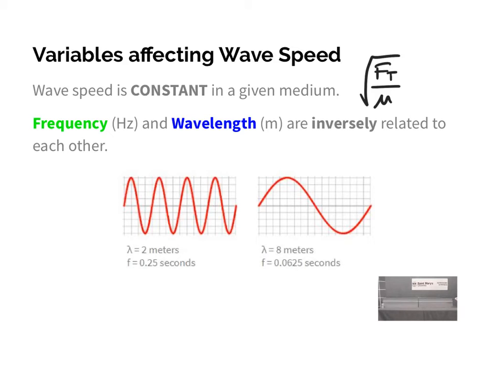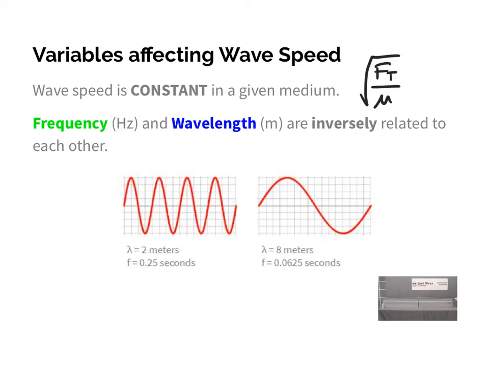So we've got two things: tension and density. These two things are going to determine what the medium is and how fast the speed of that wave is going to be. The wave is always going to travel in that medium, and as long as it's the same, it's going to travel at the same speed.